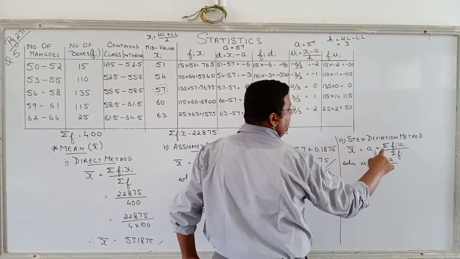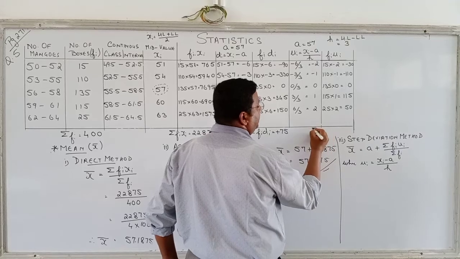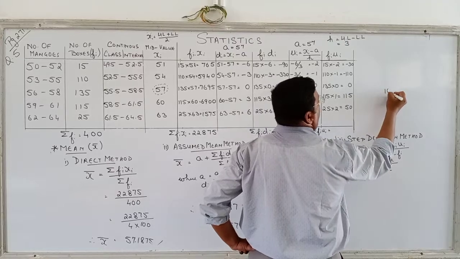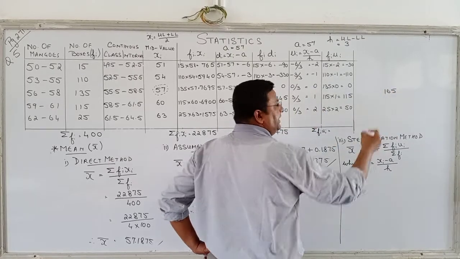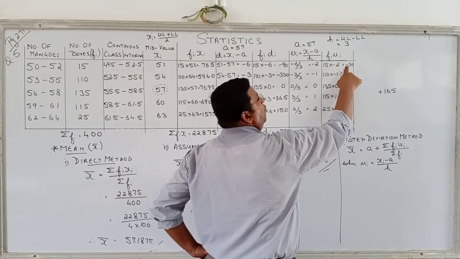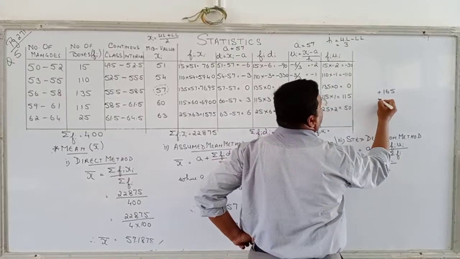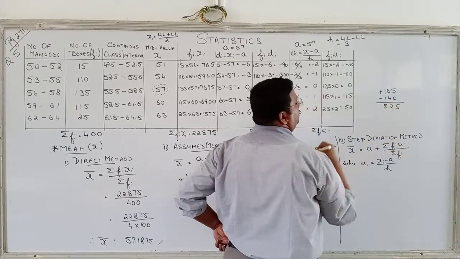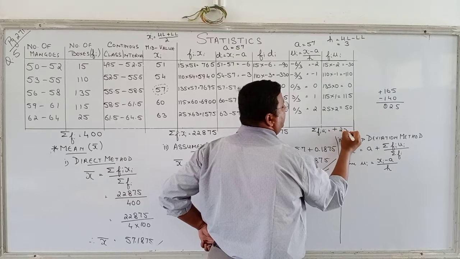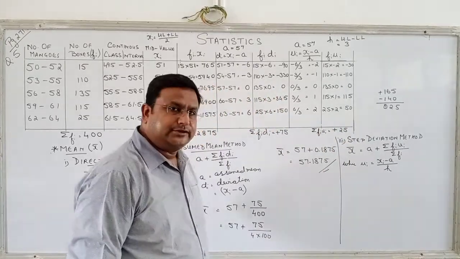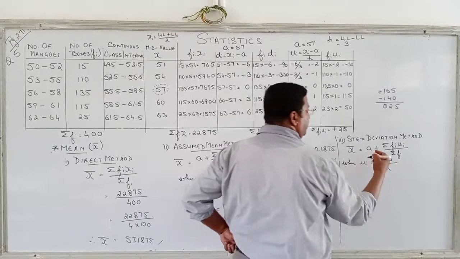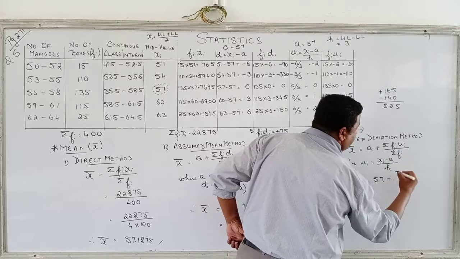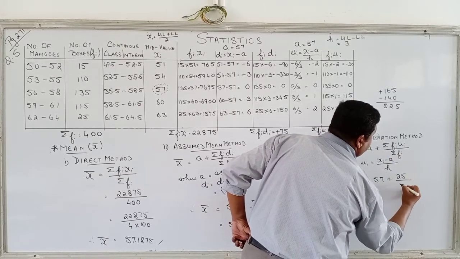So last column, we need Fi into Ui. Can I add it? Fi into Ui. Again same. 115 and 50, 165. Addition. And minus 30 and minus 110, minus 140. 5, 2, 0. Plus 25. Any confusion? So substitute the value in the formula. X bar is equal to A, 57, plus sigma Fi Ui, 25, upon sigma Fi, 400.